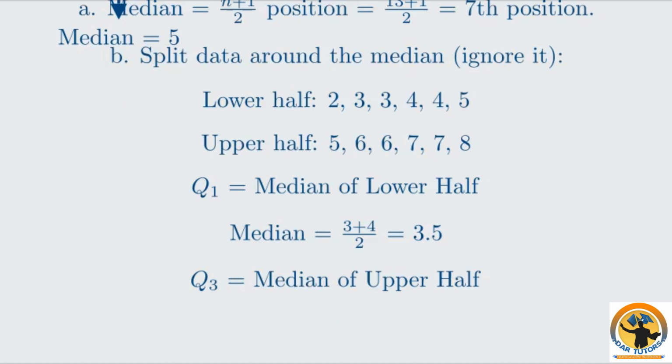The upper half also has 6 values. Its median is the average of its third and fourth values, which are 6 and 7. The average is 6.5. So Q3 is 6.5.